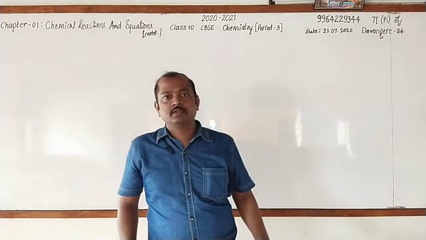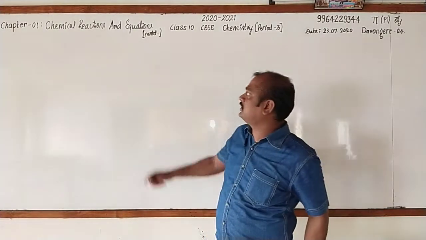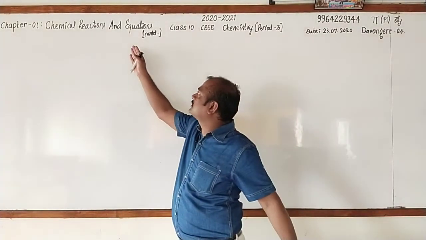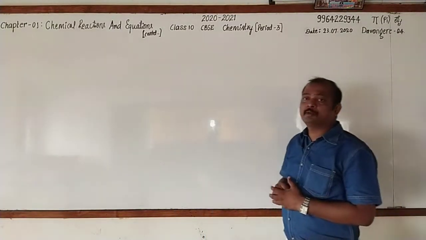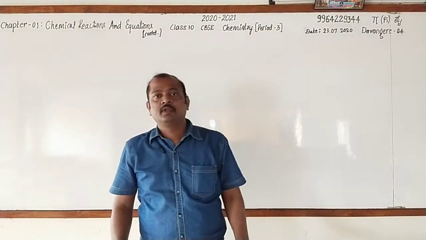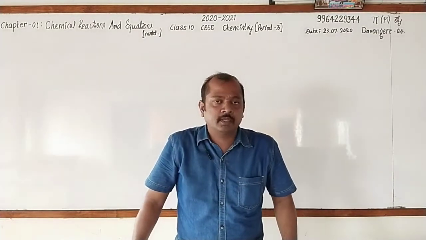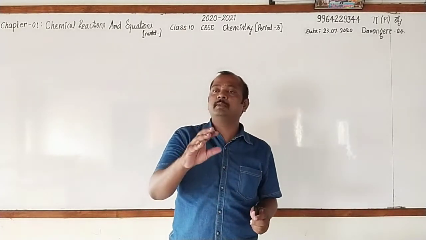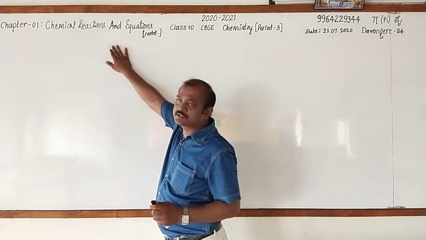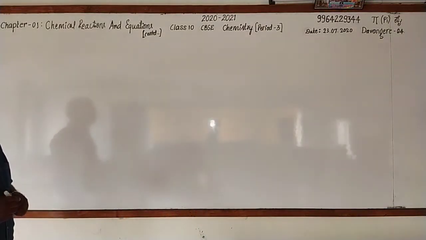You all know that in the last class we had started the first chapter in chemistry, that is chemical reactions and equations. And do remember, this is the third period of this chapter. In the first period, we got the basic information about chemistry, and in the second period we learned some of the important concepts related to this chapter. First we shall recall some important points, then we shall continue this chapter.